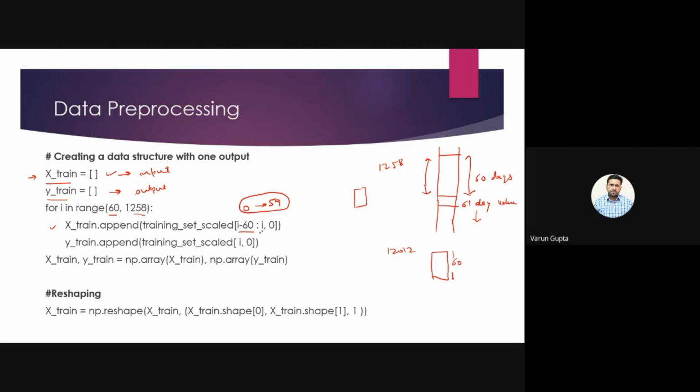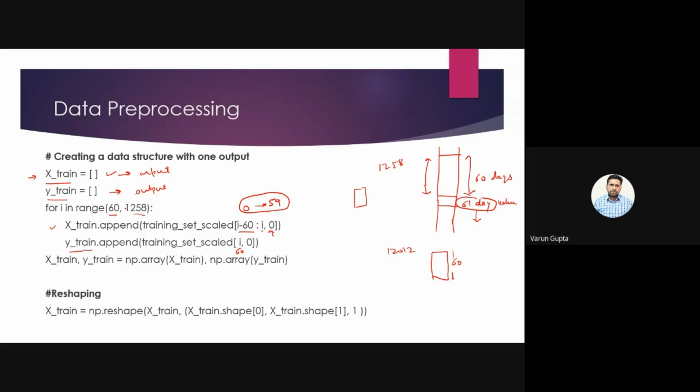Up to i, where i is 60, so it's 0 to 60, and the 0th column is 0. So the first 60 values come into the input list, which you can call the Xtrain. You are adding it to Xtrain. Then in Y train, you append the 61st day value. Here it is the 60 day value since we are starting from 0. The 60 day value will come into Y train, the corresponding value that we want to predict. So the first 60 days value has come into the Xtrain list, and the 61st value has come into Y train.